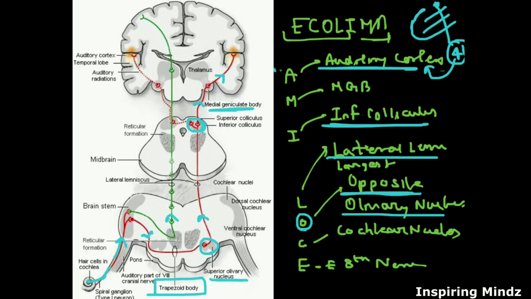One more very important thing you can see in this diagram is that at various levels in the auditory pathway, there are interconnections between the auditory pathway. This helps us in binaural hearing, that is hearing from both the ears. So perception of sound is better, and we can also get the direction from which the sound is coming. Okay, so this is all about the auditory pathway.